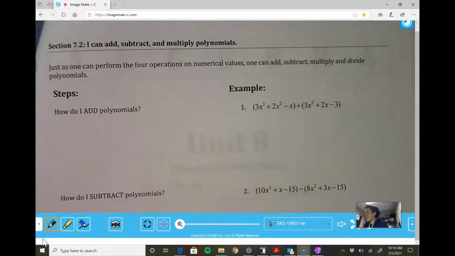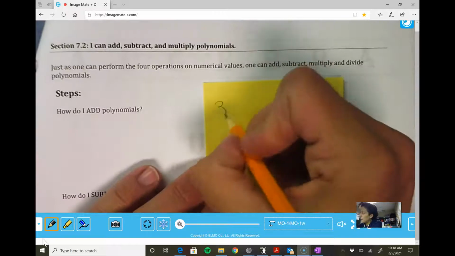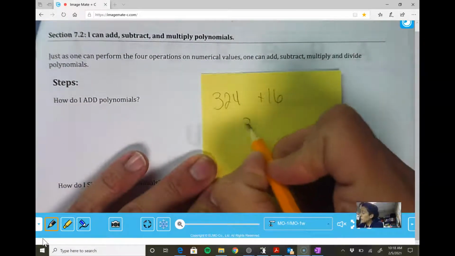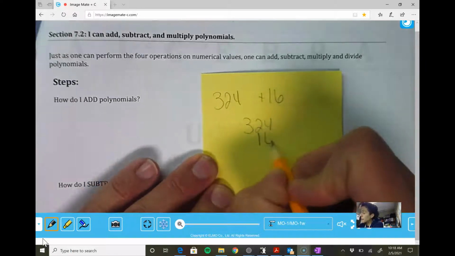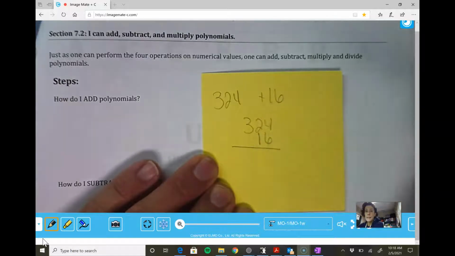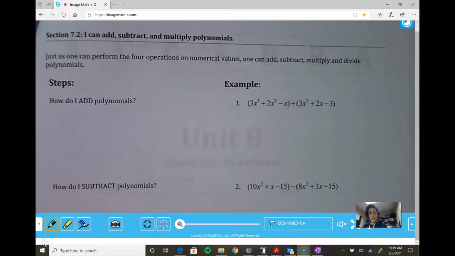What I like to do when I explain adding polynomials for people who are maybe new at this is to go back to when you were adding in elementary school. If I had a number, like 324 plus 16, what we would probably do is write 324 and put the 16 under it. We would line up our place values, the ones, the tens, and the hundreds, and we would add like that. And I think that's a great way to do this, okay?